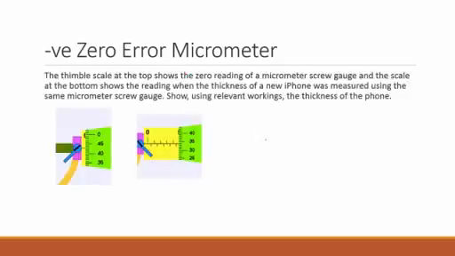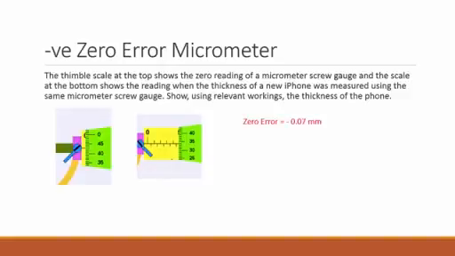Let's make use of an example to help you understand how to obtain the correct reading. So this is a scenario. You start with a zero error diagram, where it's fully closed. Then you have the device measuring, in this case, the iPhone, to measure the thickness. So how will you obtain the correct value of the thickness of the iPhone?